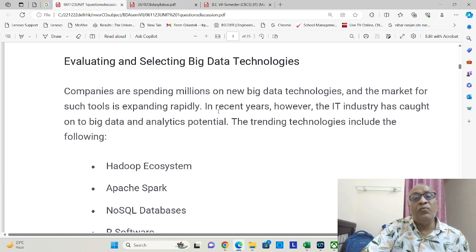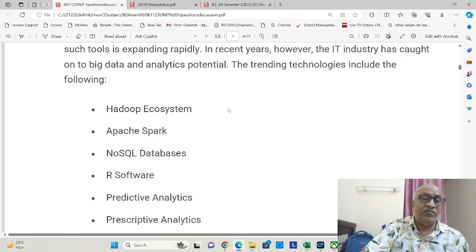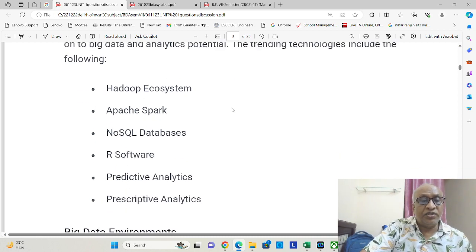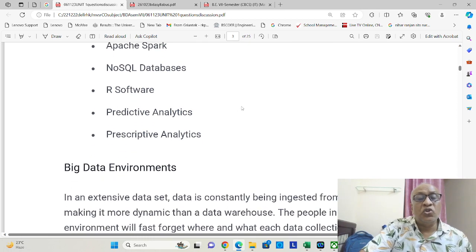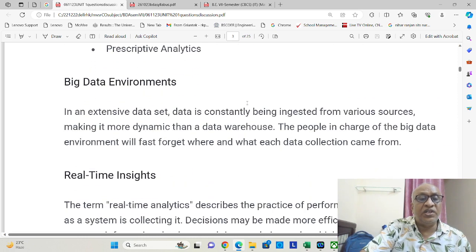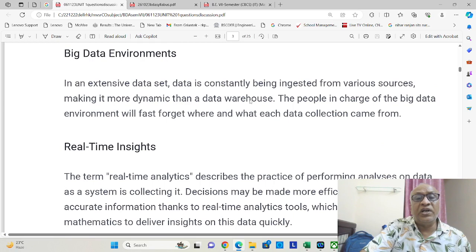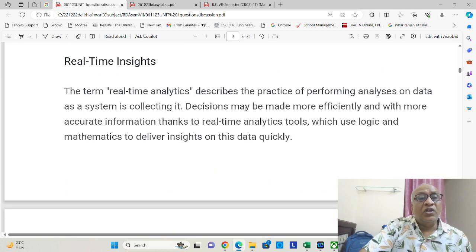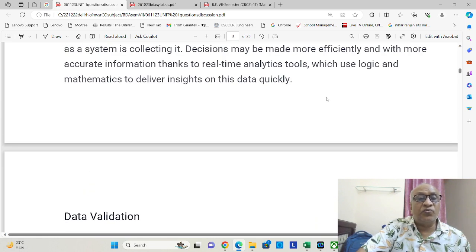Now we know that to handle big data, there are many technologies like you have Hadoop or Spark or R or many more. So which one to choose, which appropriate technology to choose also is a challenge. So big data environment also is a challenge. Real-time insights is the need in a big data ecosystem, because real-time analytics is helping people make correct decisions. So that also is a challenge.